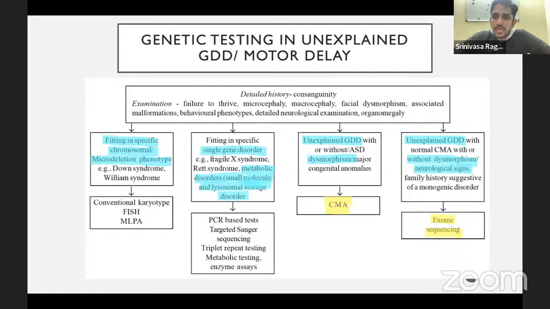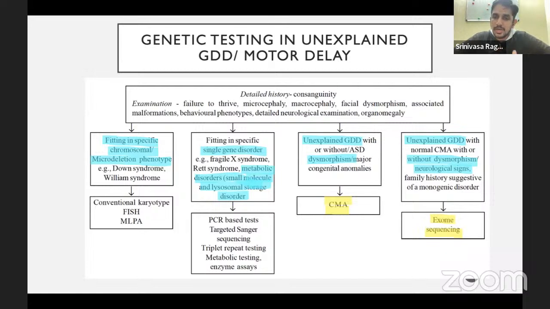And when do you do genetic testing? If the child fits into a particular microdeletion phenotype, like a child with DiGeorge syndrome, we ask for FISH, or a conventional karyotype if it is an aneuploidy condition like Down syndrome. But when you suspect a child having unexplained global developmental delay with a dysmorphism that is not fitting into a particular gestalt, we usually order a chromosomal microarray.